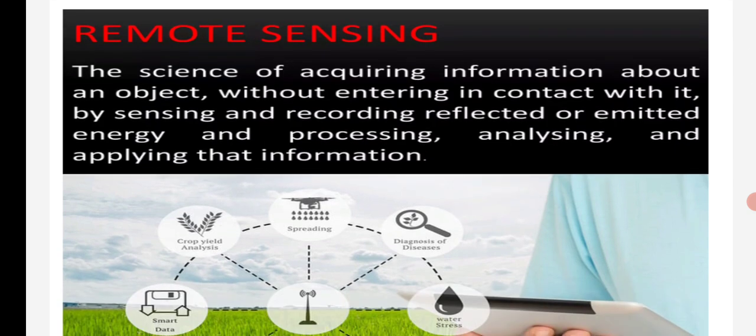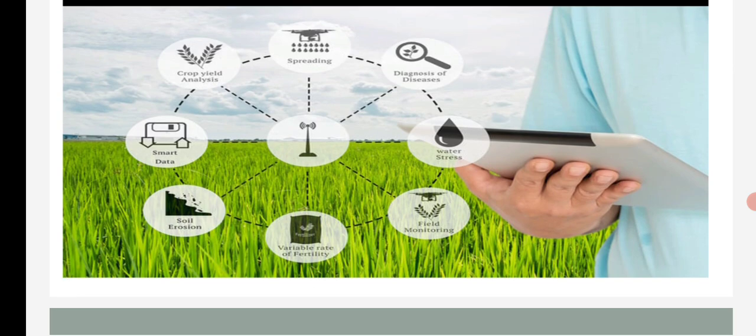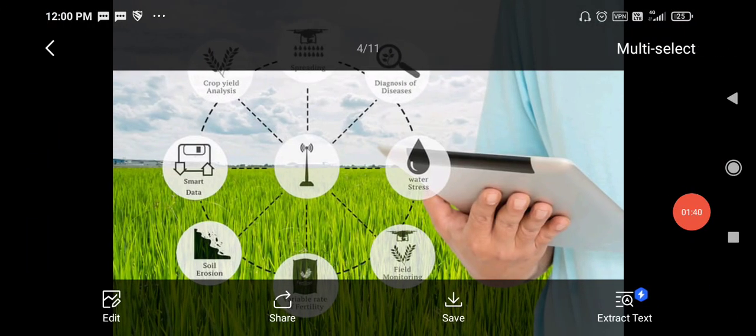Then remote sensing is the science of acquiring information about an object without entering into contact with it, by sensing and recording reflected or emitted energy, and processing, analyzing and applying that information. So this is a sample diagram for remote sensing.